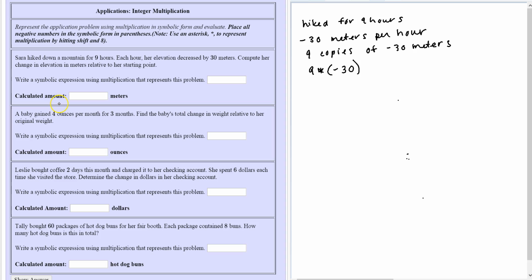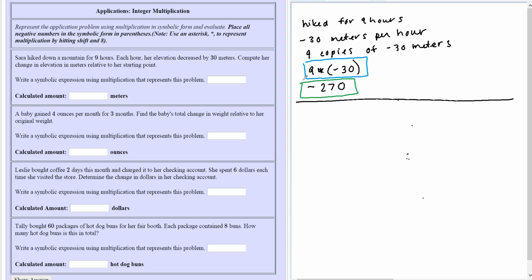And then it asks us to calculate this amount. Well, we have a positive times a negative, so our answer is negative. And 9 times 30 is 270. And that makes sense. If every hour her elevation decreases by 30, it's going to be negative 30 at the first hour, negative 60 at the second, negative 90 at the third, etc. So negative 270 meters. So this was our symbolic expression, and this was our calculated amount.